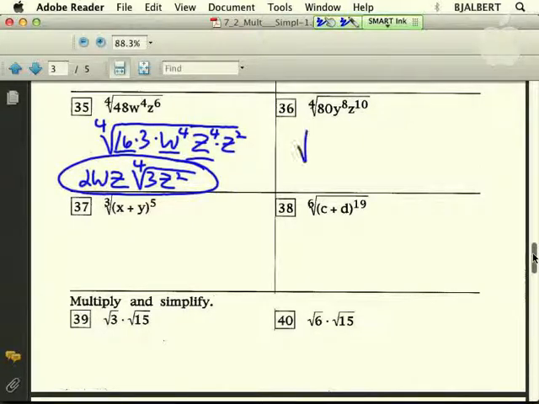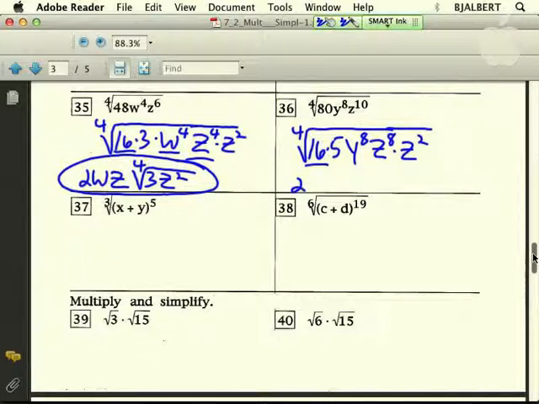36. Break up 80 into 16 times 5. y to the 8th will be okay. We've got to break up z to the 10th into z to the 8th times z squared. Fourth root of 16 is 2. Fourth root of y to the 8th is y squared. And fourth root of z to the 8th is z squared. That'll leave the fourth root of 5z squared.